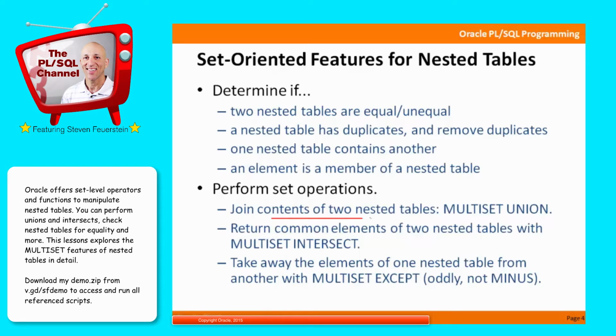So join the contents of two nested tables with the multiset union. Return the common elements of two nested tables with multiset intersect, and take away the elements of one nested table from another with multiset except. Strangely enough, it's not minus, which is the standard SQL set operator. It's except.